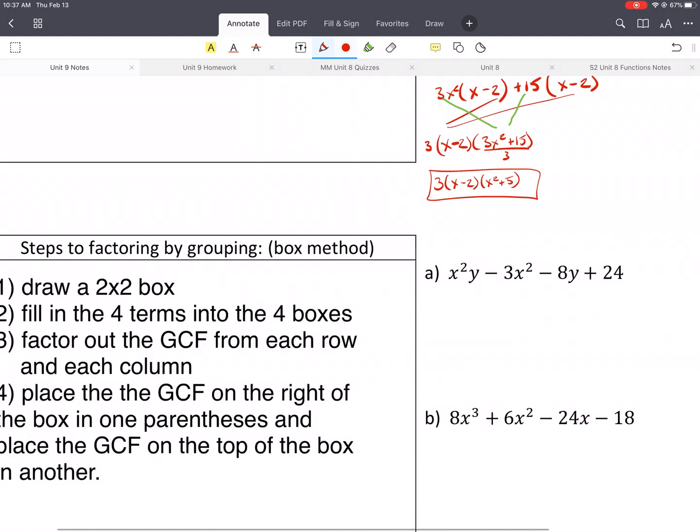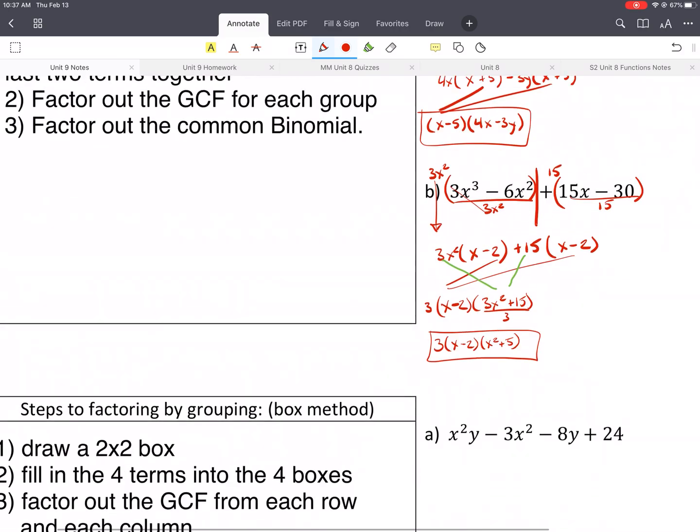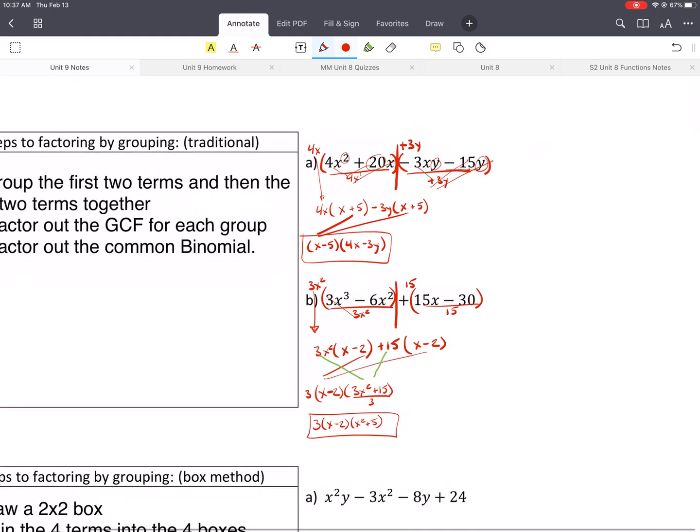If you have any questions about factoring using the box method, please just come talk to me. I feel like most of the students prefer this, and I feel like it's easier. Okay? Thanks.